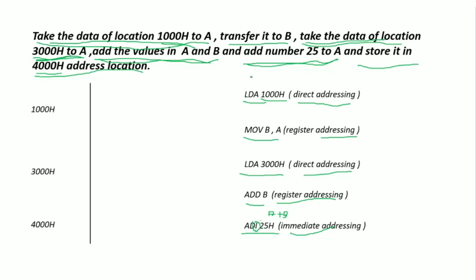So the last thing which we are going to do is store it in the 4000H address location. So the value which is now present in A will be stored in the 4000H address location. So the last instruction is STA 4000H, direct addressing. So here you can see that addressing modes are very simple to understand, and we can do different kinds of questions also. So thanks for watching this video. Stay tuned guys.